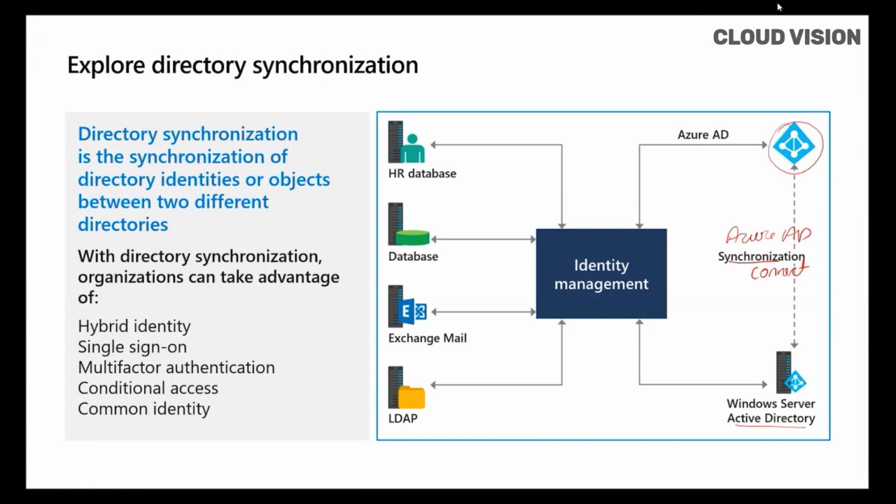Some of the advantages of this directory synchronization are that you have a hybrid identity model where the source of authority for these identities would be on-premise ADDS, but some of the management can also be done from your Azure Active Directory. You can use services like single sign-on, which will allow your users to sign into your applications and resources in a smoother manner. You can use services like multi-factor authentication, also referred to as two-factor authentication. You can use conditional access, and you'll have a common identity to access all of your resources.